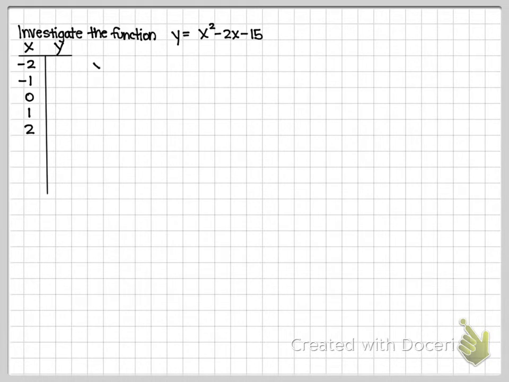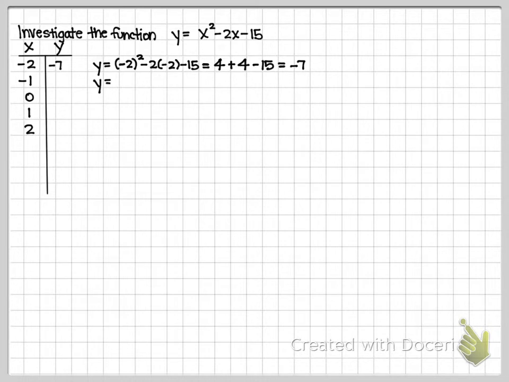So I'll show you one of what I mean. Everywhere I see an x, I'm going to plug in a -2. And then from here, I'm going to go ahead and simplify it and see what I get. Okay, so -2 squared is going to give me 4. -2 times -2 is 4. Bring that -15. I think that's going to give me a -7. Okay, so (-2, -7). I don't mind plotting that.